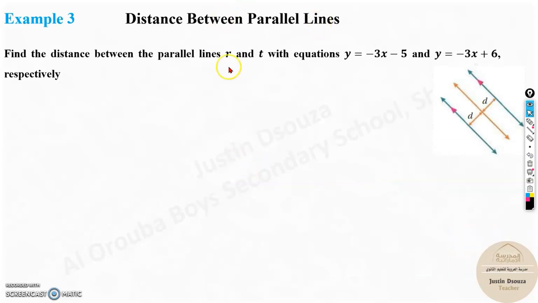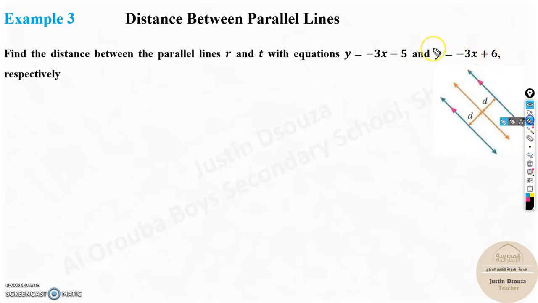Distance between parallel lines. Find the distance between the parallel lines R and T. Over here, the diagram is not accurate, but since the slopes are negative, we can consider this to be the diagram. Let's consider this is R and this is T, with the equations y equals minus 3x minus 5 and y equals minus 3x plus 6.